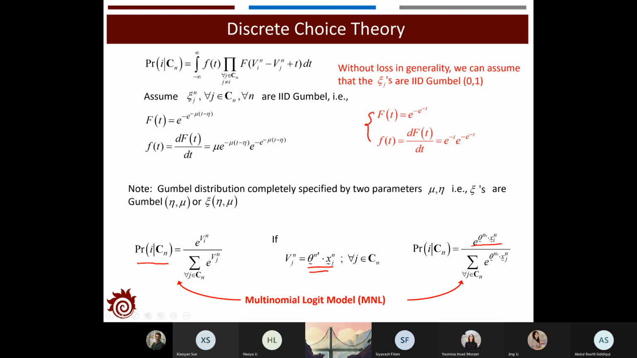For all the derivations that we presented previously, you don't need to remember them. What you need to know are these two formulas. This is the multinomial logit model that we derived from all the previous preparation: the properties of the Gumbel distribution, the conversions of the formulas, and so on.